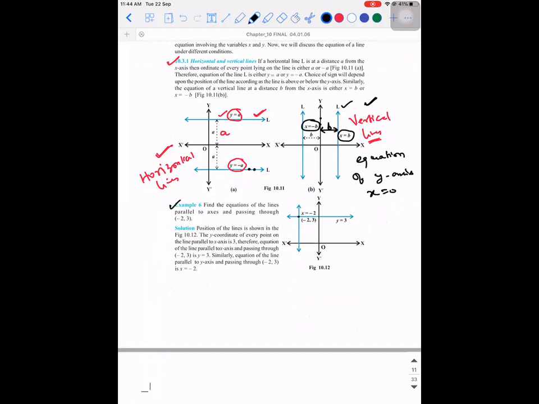So if there is a line which is passing through minus 2 comma 3 and parallel to the x-axis, then what will be the equation of it? It will be y is equal to 3, because it is at a distance of 3 units from the x-axis. That is why y is equal to 3. I hope it is clear.